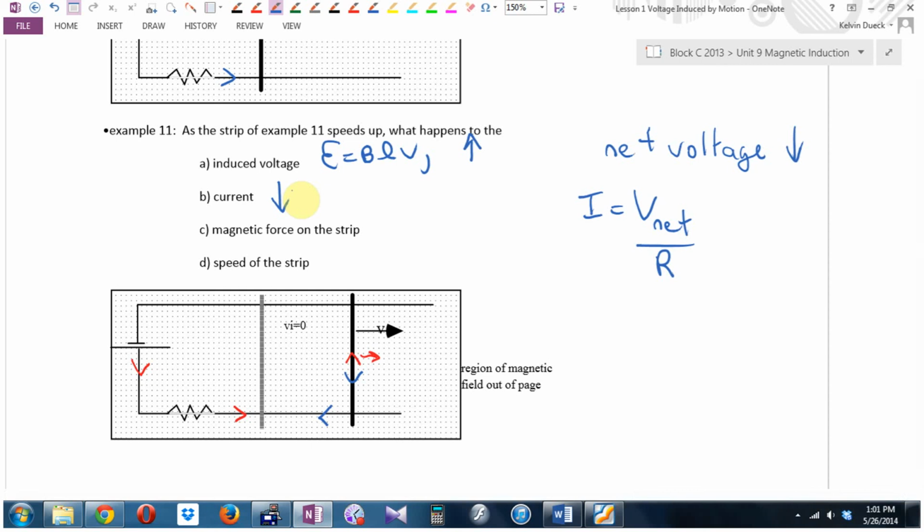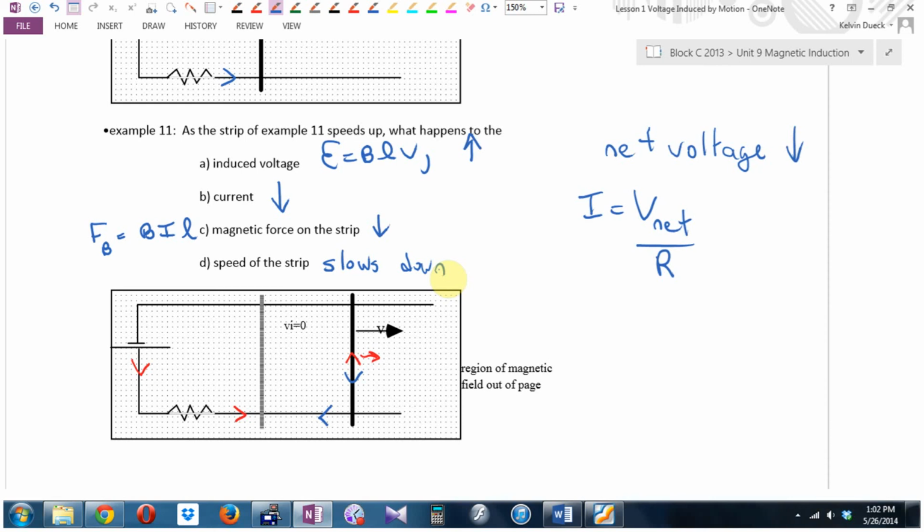What happens to the magnetic force? Well, if magnetic force is BIL, if current gets smaller, what happens to the force on the wire? Smaller. So what happens to the speed? You with me? But Alex, as soon as it starts to slow down, as soon as that gets smaller, what happens to the induced voltage?